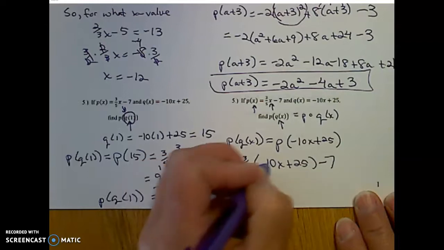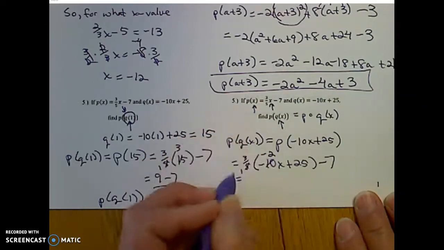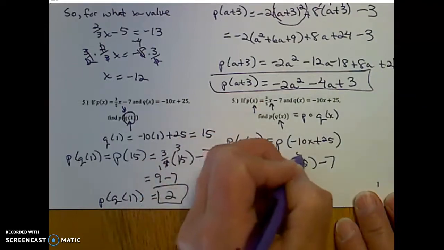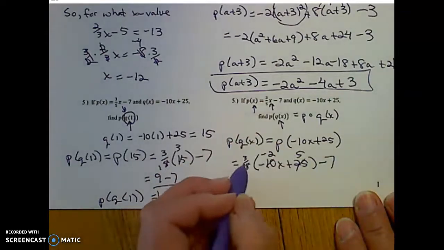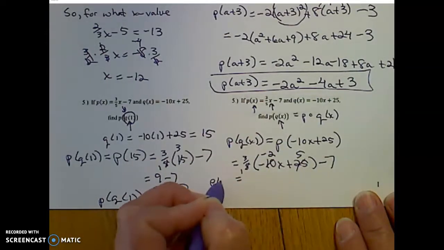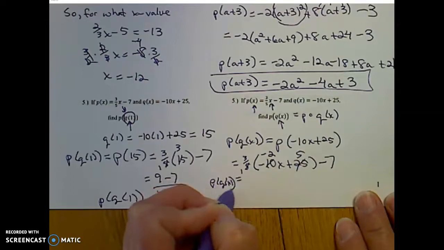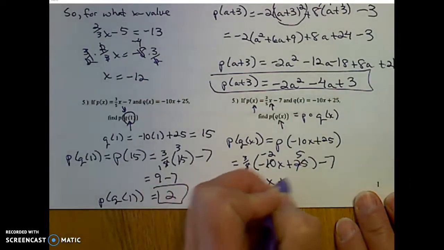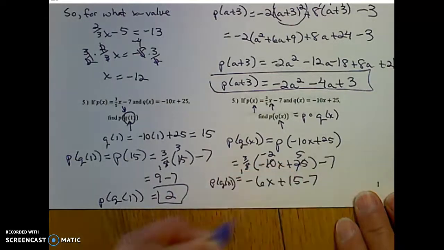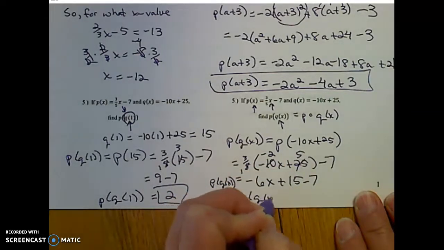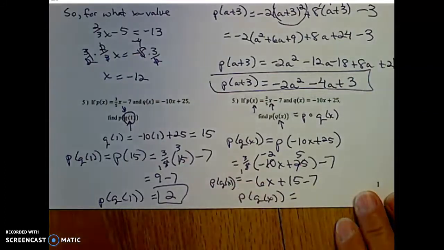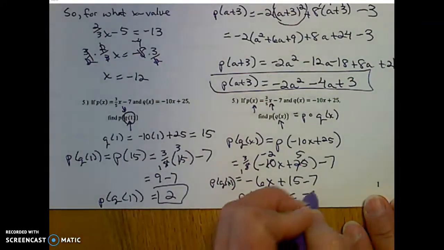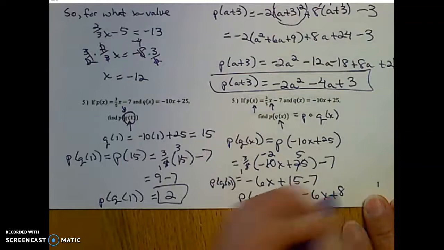5 goes into 5 once, 5 goes into negative 10 negative 2 times, 5 goes into 5 once, 5 goes into 25 5 times. What is that? P of q of x will be negative 6x plus 15 minus 7. P of q of x is equal to negative 6x plus 8.